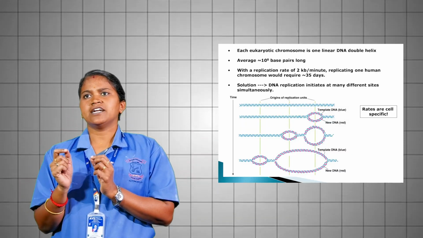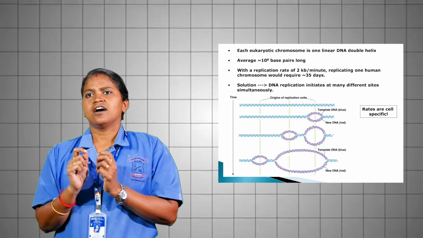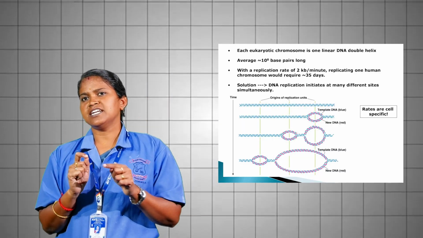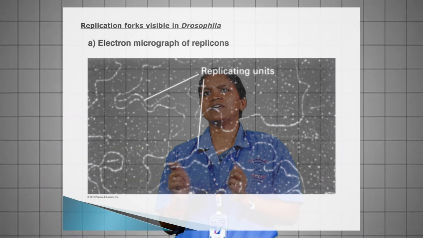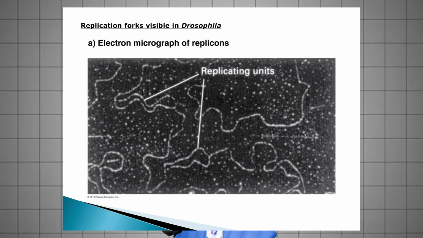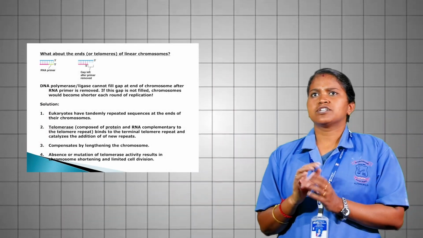The template added with RNA primers and continually synthesized DNA, newly synthesized DNA, new strand. The picture showing electron microscope of replications, for example, in Drosophila. What about the end of telomeres?